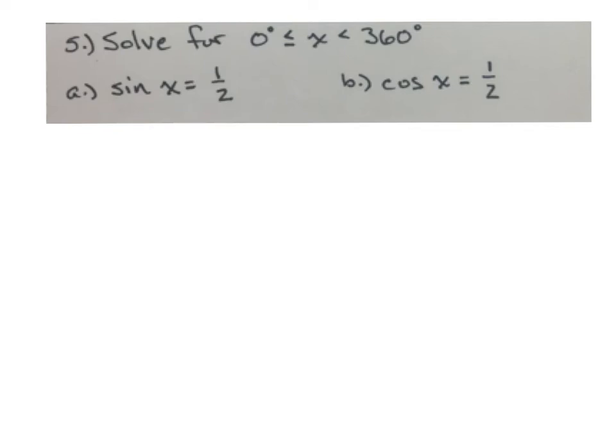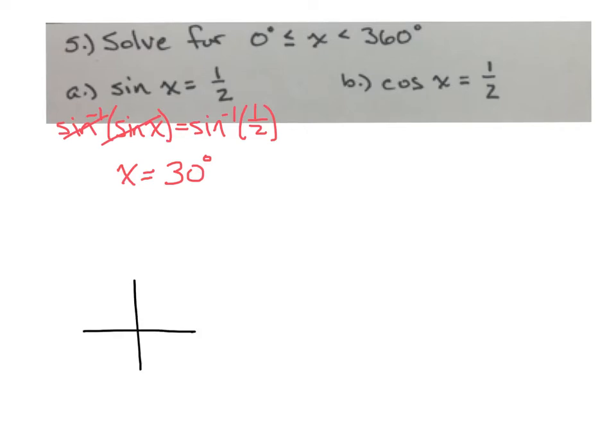Here we want to solve for x being between 0 and 360 degrees. If we're looking at sine of x equals 1/2, then to get rid of the sine, we take the inverse sine of both sides. The inverse sine and the sine cancel and just leave us with x. On the right-hand side, the inverse sine of 1/2, making sure you're in degree mode, is going to be 30 degrees. But that's not the only spot on the unit circle where we'll get a sine that is 1/2.